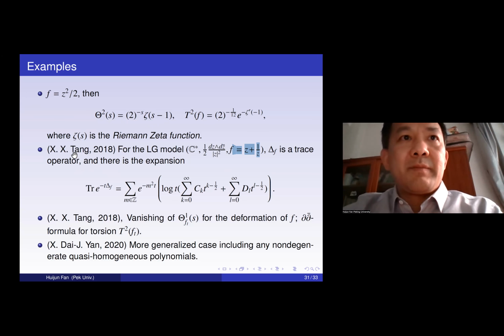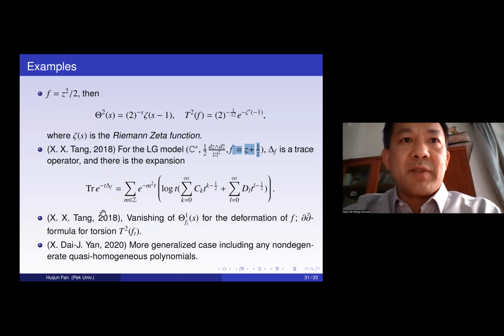And my student Tan Xinxin, in her thesis, can prove that delta F is a trace class operator, and that it has a heat kernel expansion. This expansion is very interesting because delta F is a Schrodinger operator. It's very rare to have results on the heat kernel of Schrodinger operators. But for this example, she can get this formula. So here you see the log t appearing in the expansion of this heat kernel.